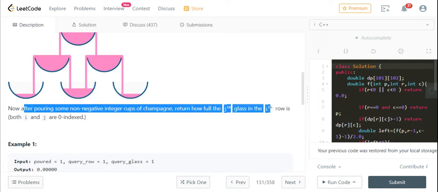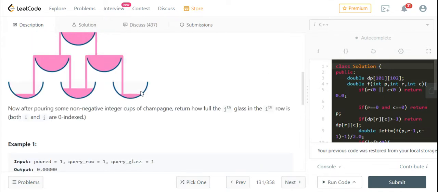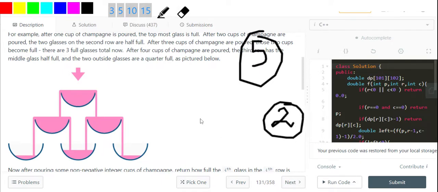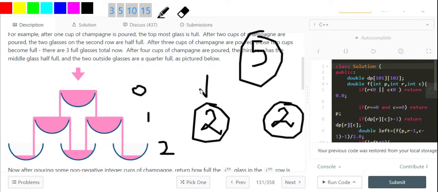After pouring some non-negative integer cups of champagne, return how full the jth glass in the ith row is. So what does this mean? That means if I tell you I have given you five glasses of champagne, what will happen to, let's say, the second glass in the second row? And mind you, these are all zero-based indexing. So this is row zero, the first row, and this is the second row. I'm telling you, give me how full the second row's second glass will be. And what is the second glass? This is 0, 1, 2.